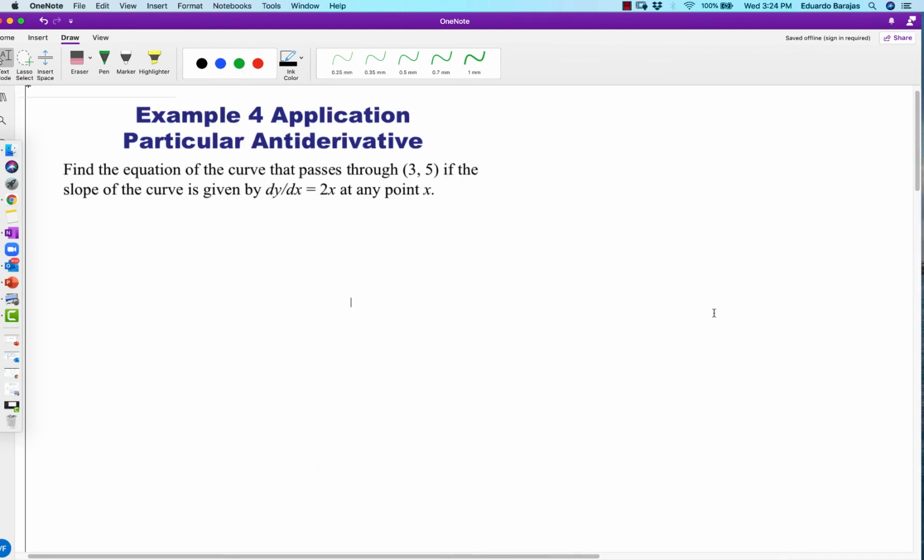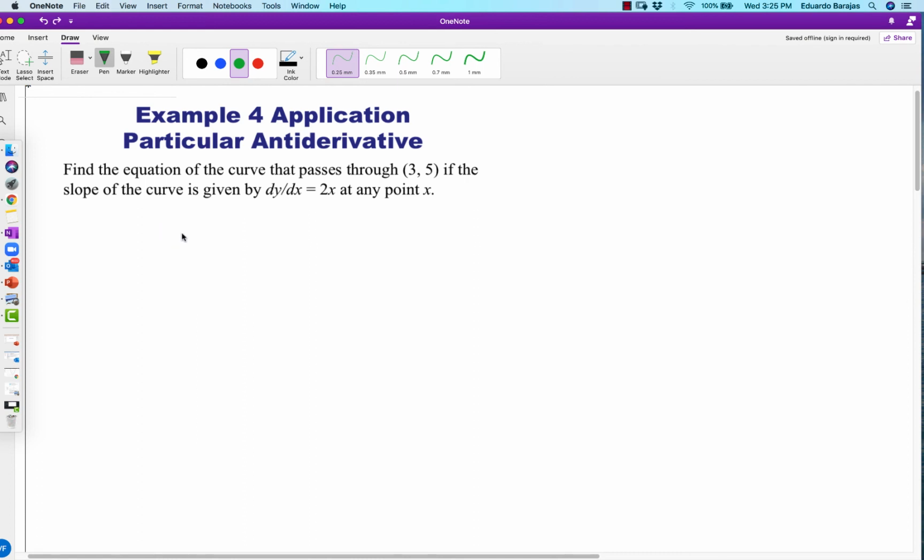Okay, example 4, applications of a particular antiderivative. So find the equation of the curve that passes through the point (3, 5) if the slope of the curve is given by dy/dx equals 2x at any point x. Okay, so they've given us dy/dx, so we're looking for a function.